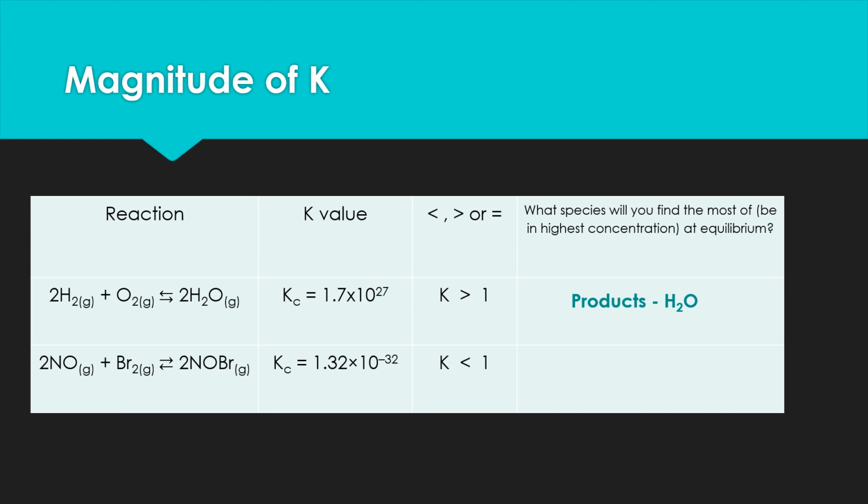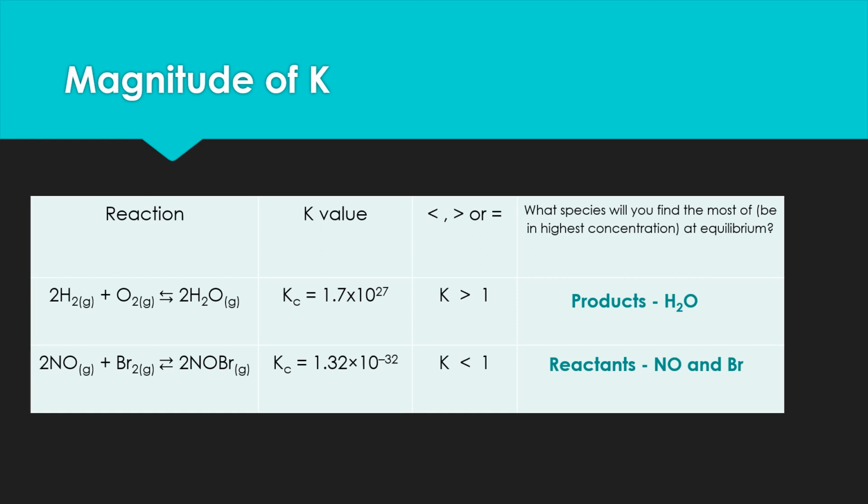For the second reaction, we've got NO and Br2 making NOBr, and our equilibrium constant is 1.32 times 10 to the negative 32. That's a very small number. So it's much less than 1, which means to have a very small number, a number less than 1, we would have to have a larger denominator. Our denominator is our reactants every time, so that means we would have to have more reactants, NO and Br2 in this case. Those would be in the higher concentration at equilibrium.